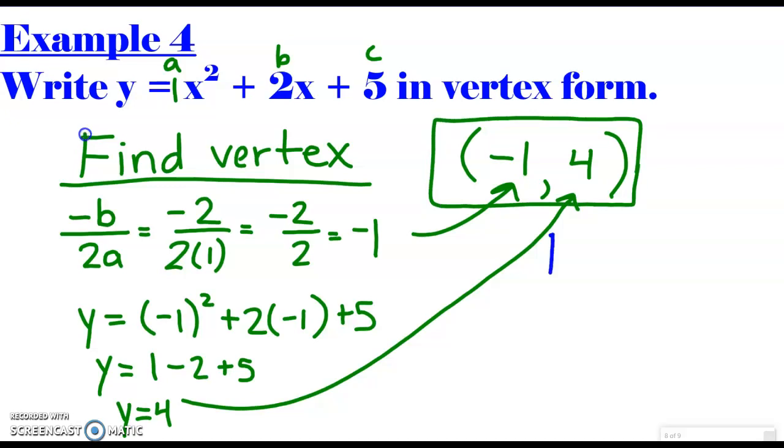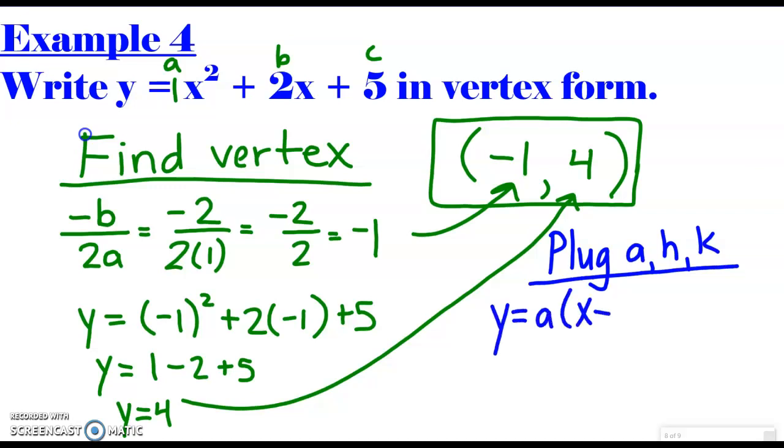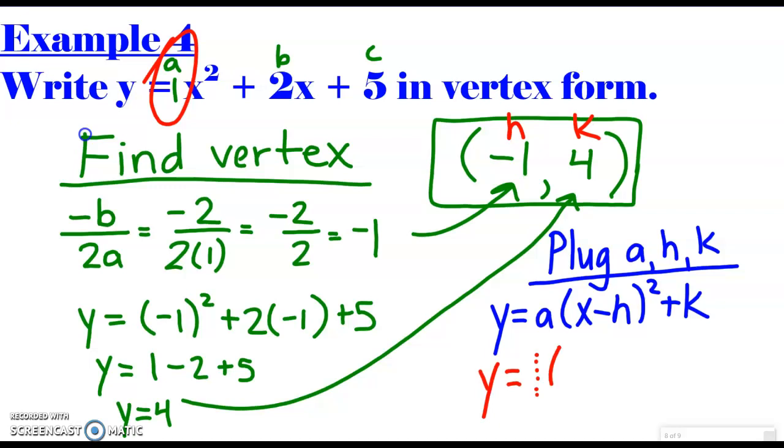Then we're going to plug A, H, and K into vertex form. Remember, that's y equals A times x minus h quantity squared plus K. So we know that A is 1. We know our vertex is H, K. So we would go y equals, A is 1, you can write it or not, up to you, parentheses, x minus, the x-coordinate of the vertex was negative 1. So minus negative 1 makes it plus 1, squared, plus K. The y-coordinate of our vertex is 4.